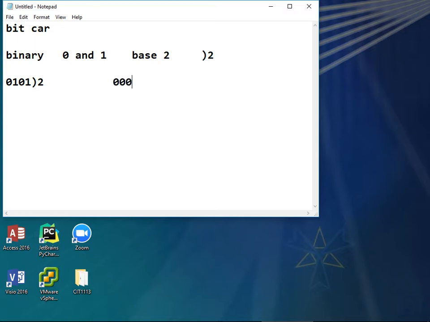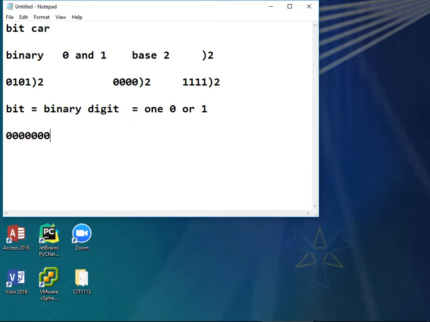You can have all zeros in base 2. You can have all ones in base 2. Now normally you're not going to only have 4 bits. A bit is a binary digit, right? Which is equal to 1, 0, or 1. So here's 8 bits. 1, 2, 3, 4, 5, 6, 7, 8. Here's another 8 bits. 1, 2, 3, 4, 5, 6, 7, 8. Like that.